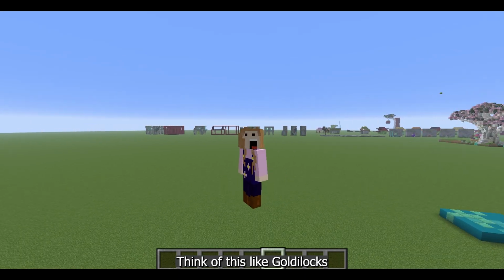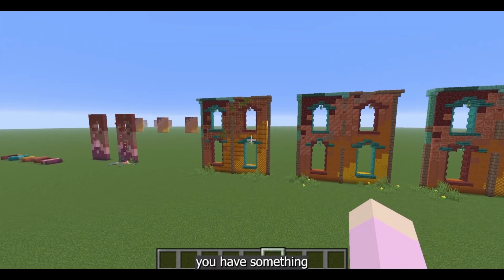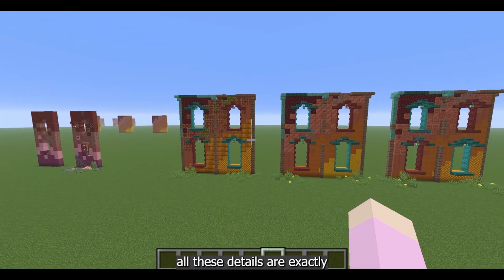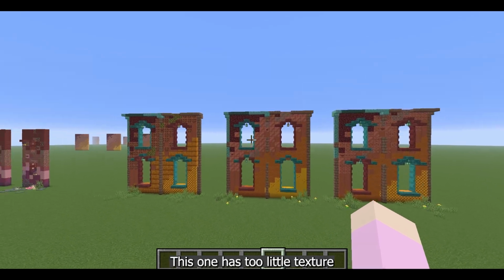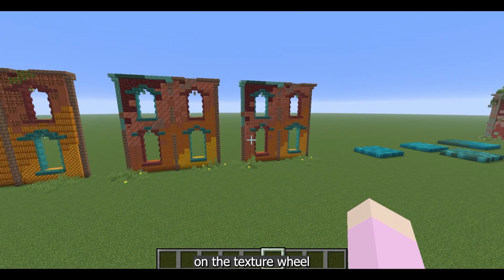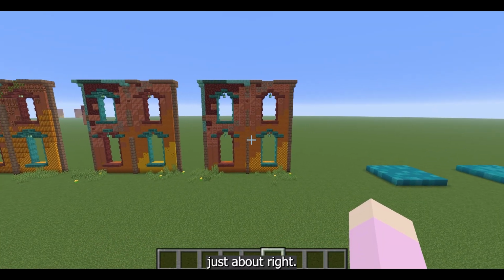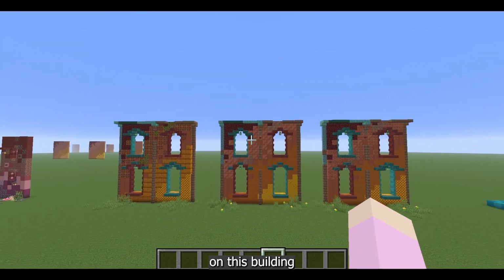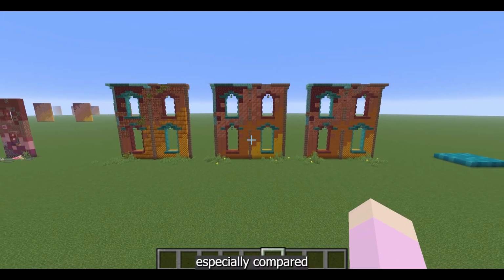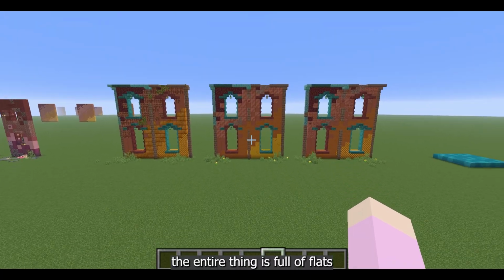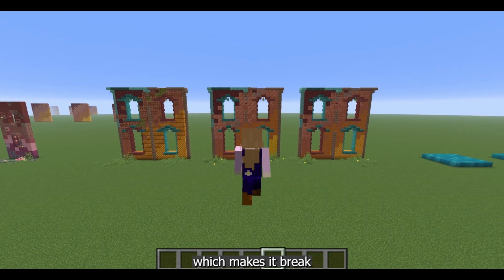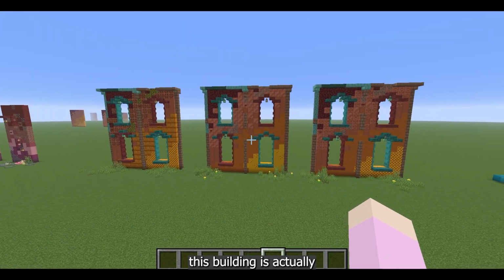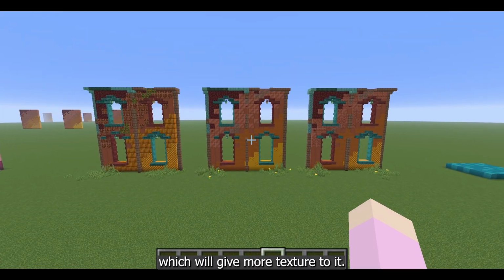Think of this like Goldilocks and the Three Bears. On the left side, you have something that's just a little bit too much on the texture wheel. By the way, all these details are exactly the same in each building. This one has too little texture on the texture wheel, and then this one is just about right. So here we're running into what I just talked about. The fact that these are your high textures on this building, but kind of from this distance, especially compared to the ones beside them, it almost looks like the entire thing is full of flats, which makes it break your 50% flat rule. In fact, I would say the way to fix this building is actually to add more details, which will give more texture to it.